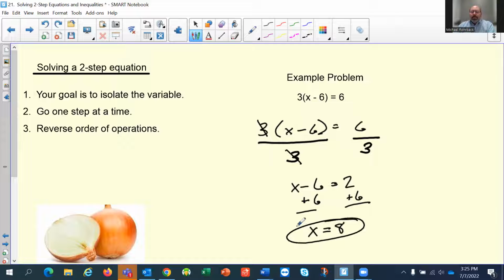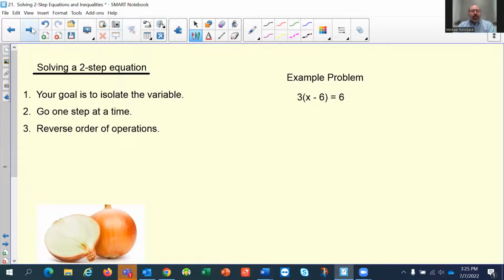We have our answer. You should always check. So if we put an 8 in place of the x, is this true? Is 8 minus 6, which is 2, times 3 equal to 6? Yes, it is. That's a good solution. Easy enough. So let's move on.